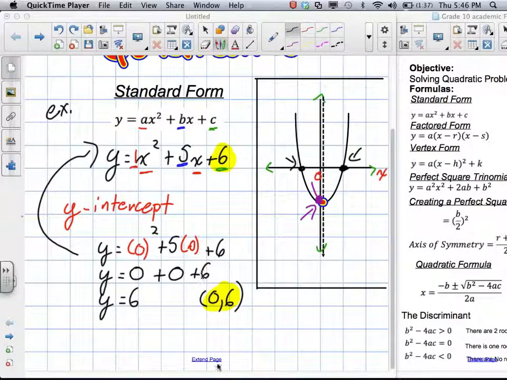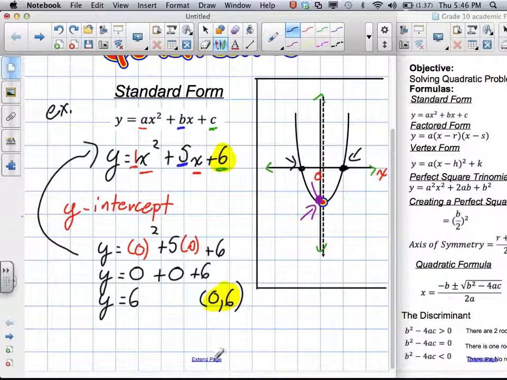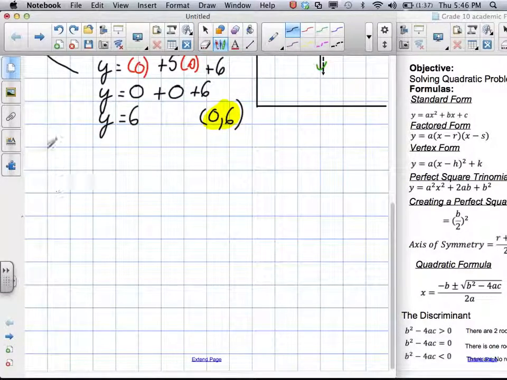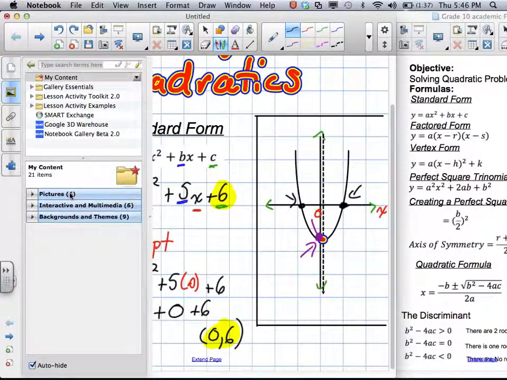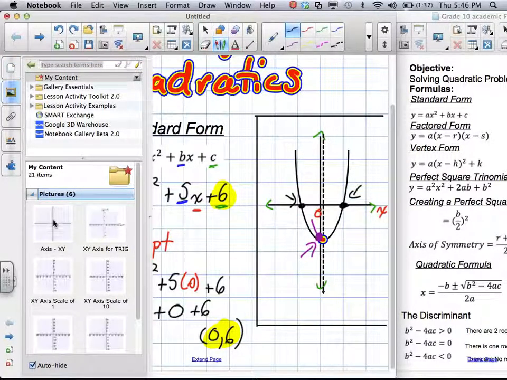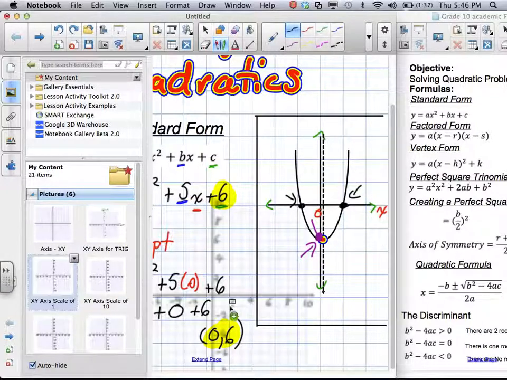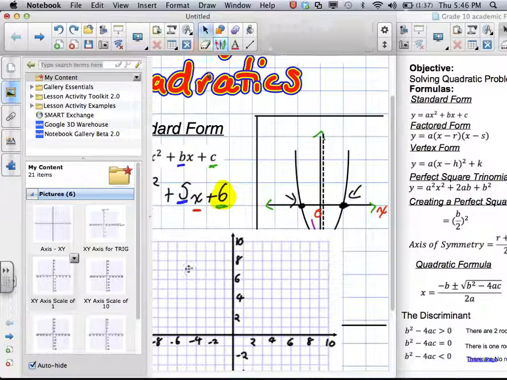Okay, so with that being said, what we're going to do is start to sketch our own graph here. Right, so we'll bring up a graph, scale of 1. Yeah, that should be fine. So let's bring this graph down.